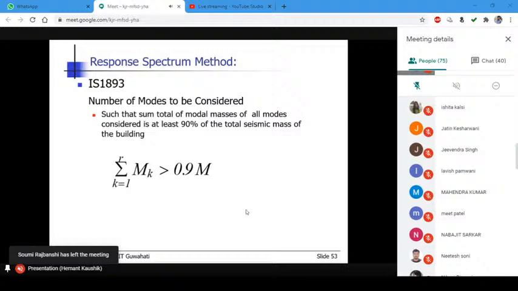But it is seen that those hundreds of modes are not important. So what you have to see is that you consider those many modes in which at least 90% of the total seismic mass is considered. So only that is required. That is what is shown here. 90% of the mass should be accounted for in the model.